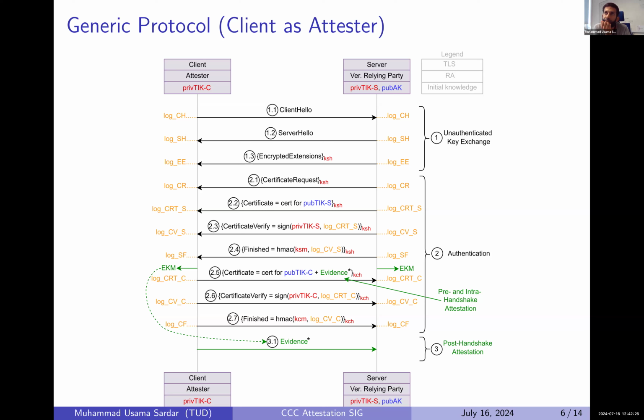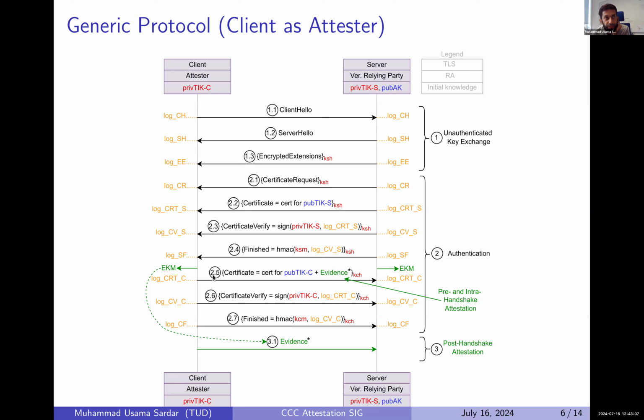Okay, so basically you are saying that by verification, you mean the appraisal of this evidence, right? Yeah, in my mind, some party presents some evidence and says, based on this, trust me. That's what it means to me. To keep the conversation simple, let's leave aside post-handshake and just think about pre and intra, where we have this evidence going in this certificate. Does step 2.5 happen before or after verification of that evidence?